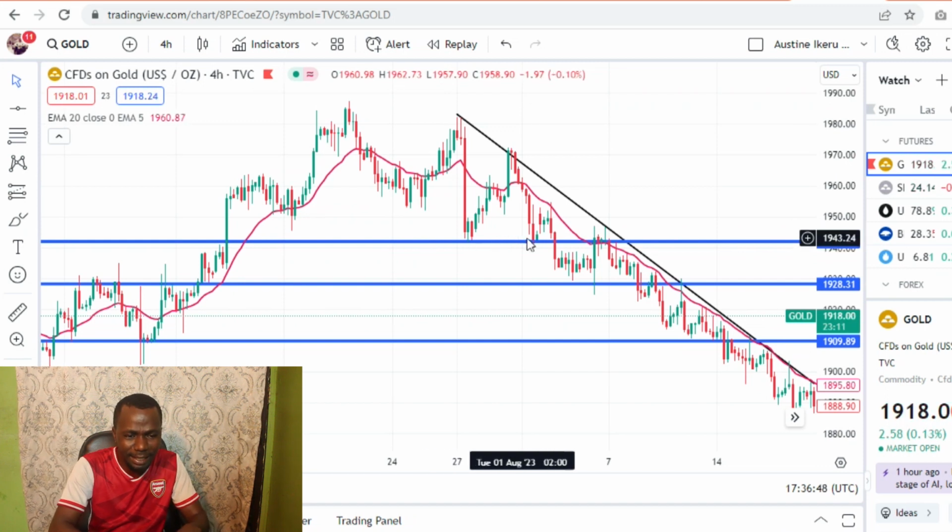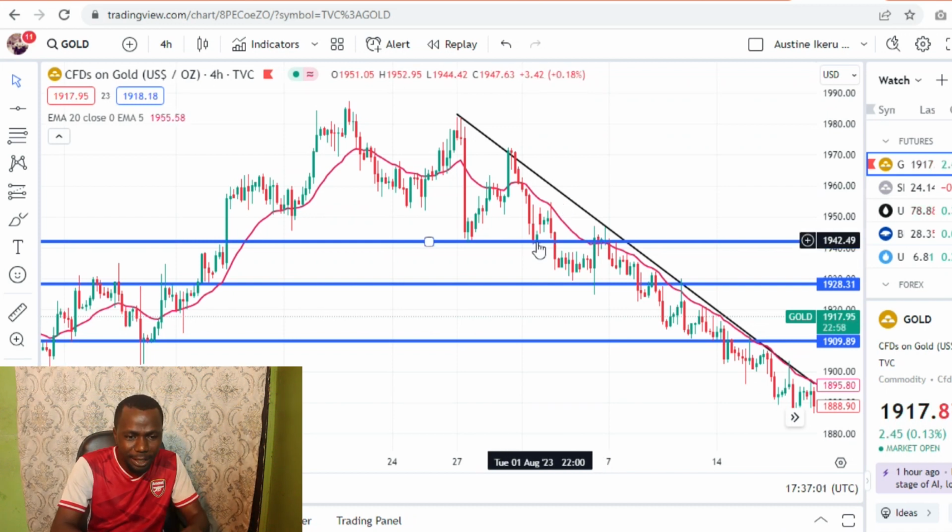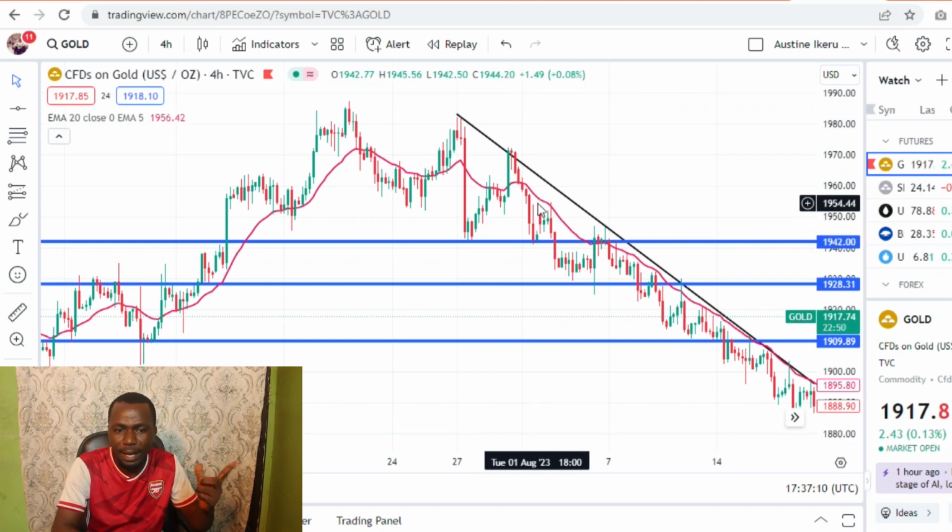So you don't place a sell trade here, because why? Whenever a market gets to a support level, the market will tend to reverse from there. It will make a retracement before the trend continues. So if you place your sell trade at a support level, definitely the market will make a retracement from that place and hit your stop loss, and you'll be out of the game.